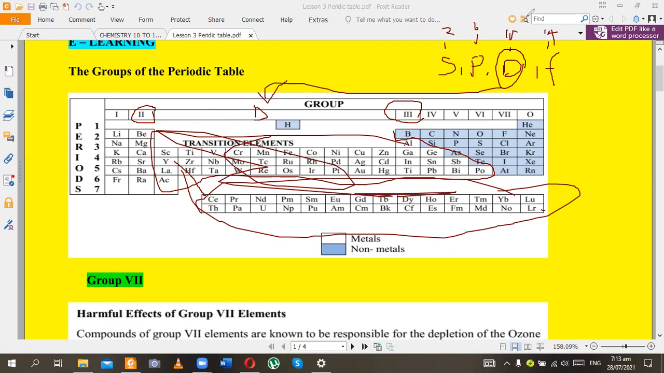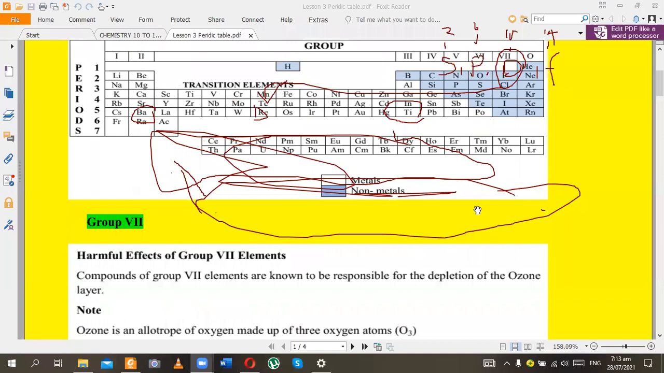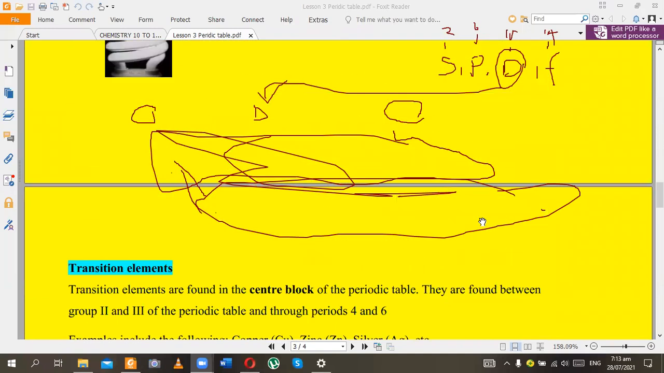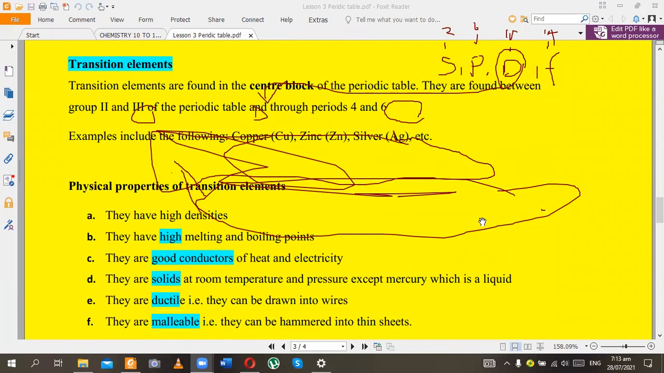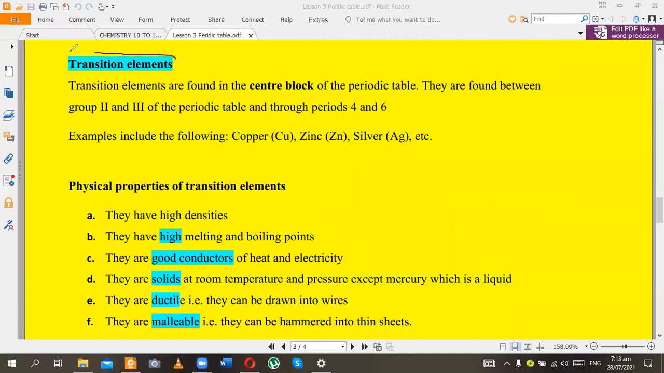Okay, so let's go back to the page where we are. Where are we? We are right over here. So these transition elements, what we can say about them is that they are found in the center block of the periodic table. You saw what happens between group 2 and group 3. We had them, okay. So these are these ones.